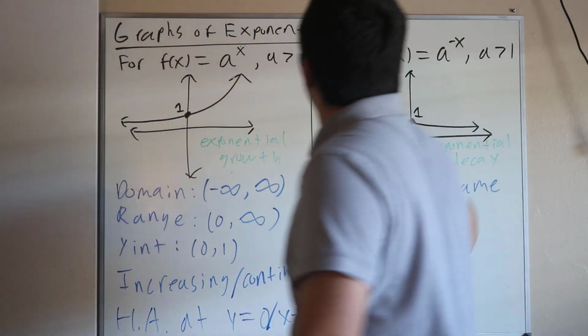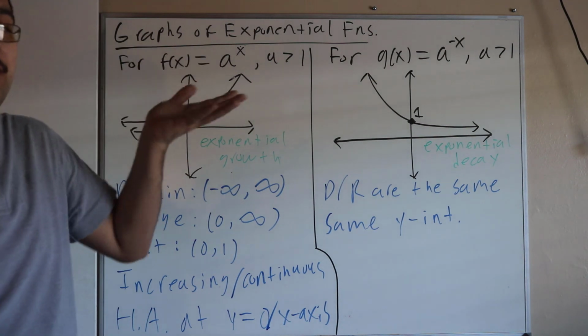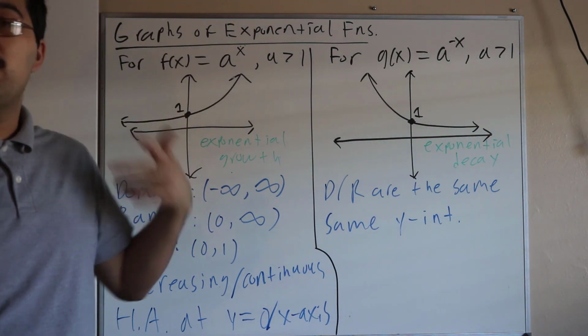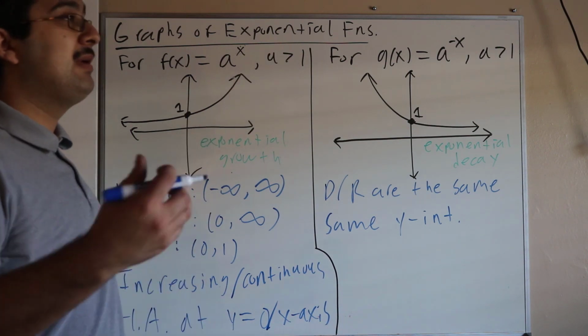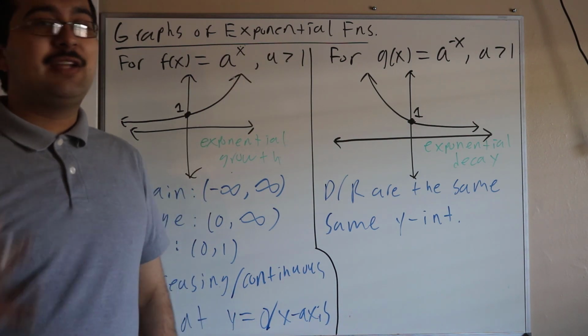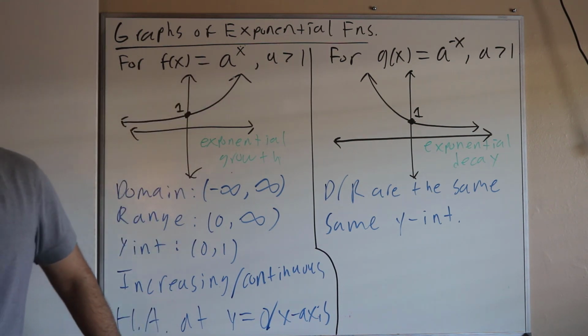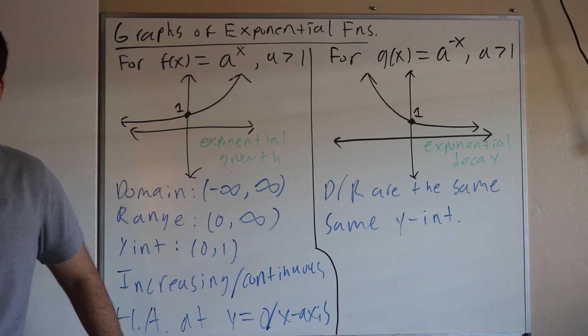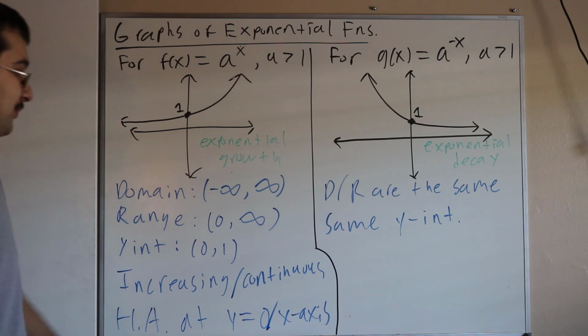Again, not surprising if I have some base a to the power of negative x. Again, the y-intercept is where x equals 0. So I'm just plugging in 0 to that function. I'm going to have a to the negative 0. Negative 0 is just 0. So I get back to the same situation I had over here. No matter that base, a to the 0 will equal 1. So the y-intercept will always be (0, 1).